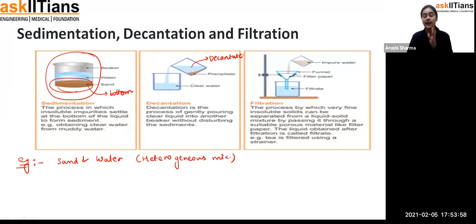We have to do this very carefully, so that the big sand particles which have settled down are not transferred into the other beaker. The transferring of the decanted liquid into another beaker is called decantation. So decantation is the process of gently pouring clear liquid into another beaker without disturbing the sediment. As the sedimentation has been done, the upper layer is only liquid, or we can say only water. So we are transferring it very gently, so that no sediment particle is transferred.